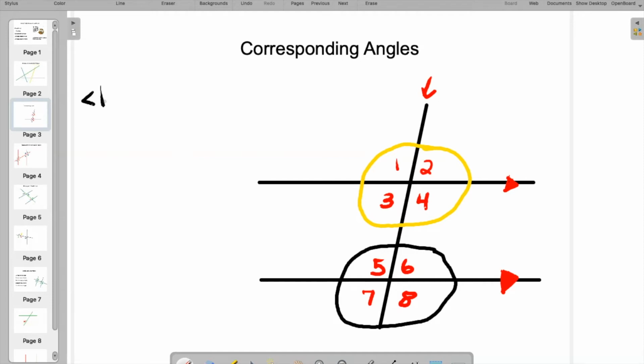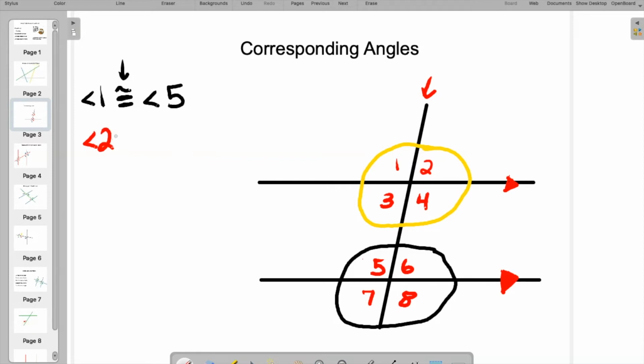Therefore, angle 1 is congruent to angle 5. And if people are getting confused by the congruent symbol, it's literally just an equal sign with a Superman cape on top of it. It means super equal. It means that they will be equal no matter what numbers you pick. Because they are both in the top left of these intersections, that makes them congruent.